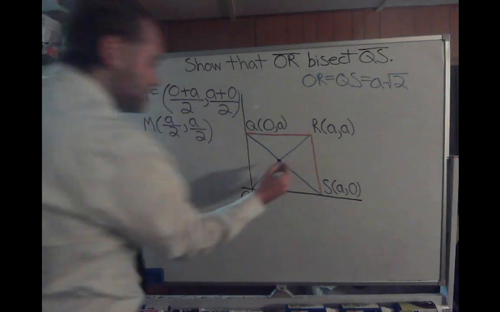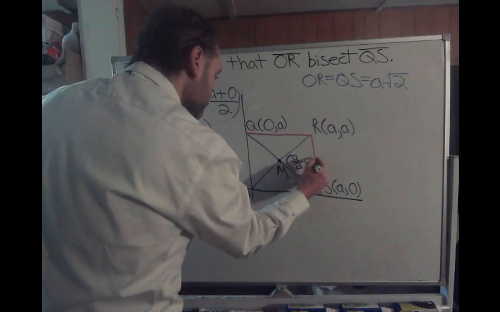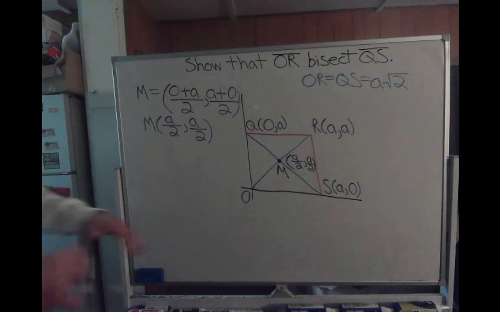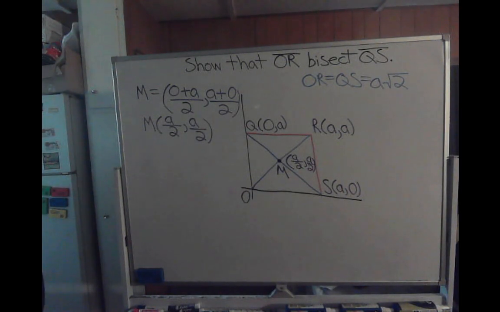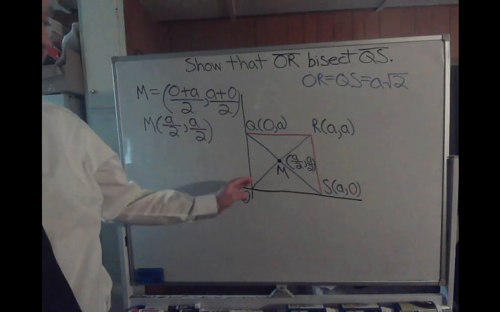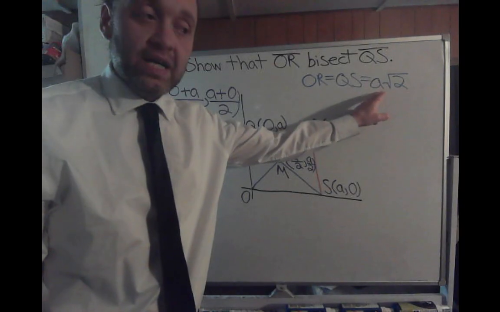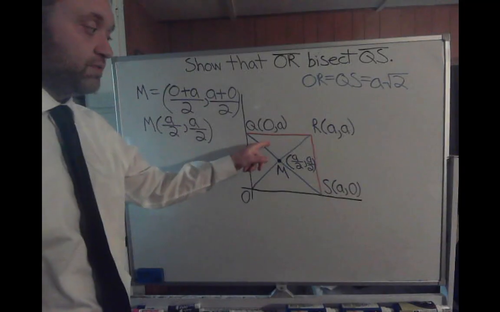Alright, so let's put that here. M is at A over 2, A over 2. So we found now the coordinate of the midpoint of the diagonals, which is going to be very helpful. So I kept these lengths up here for a reason. Each diagonal, the whole diagonal from O to R and then from Q to S, both equal A times the square root of 2. If they're bisected, you should get a length of half A times the square root of 2 for each.